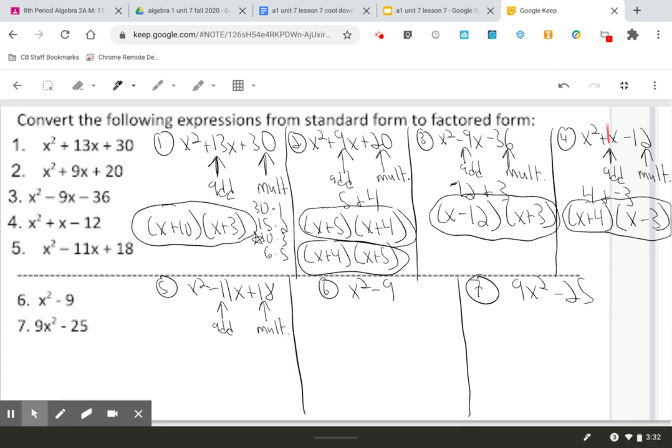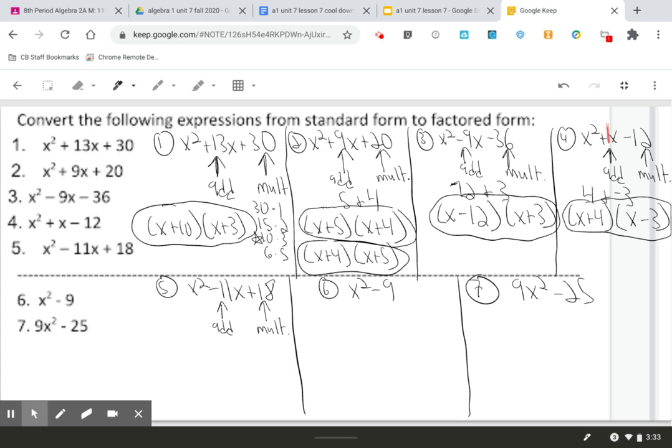So I need two numbers that add up to -11 and multiply to +18. Okay. So two numbers that add to -11 multiply to +18. Well, how is that going to be possible? Well, if I know that two numbers, when I multiply them, give a positive number, what do I know about those two numbers?